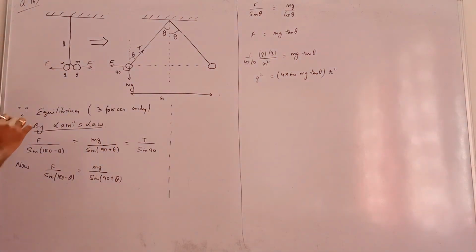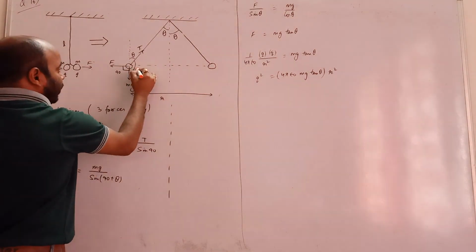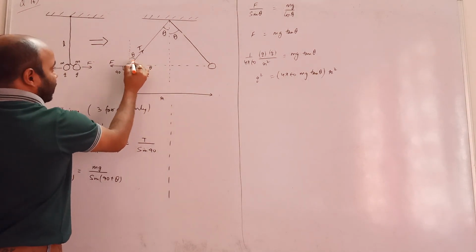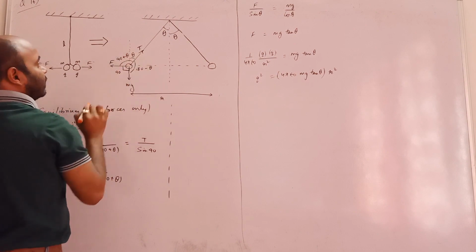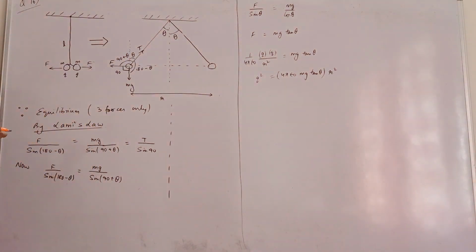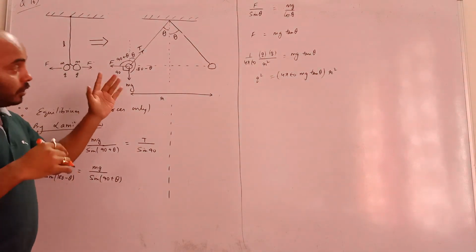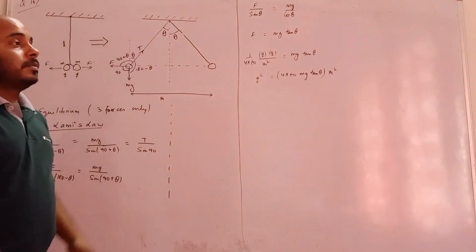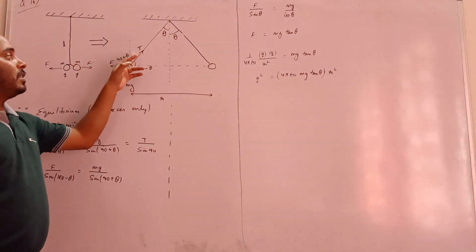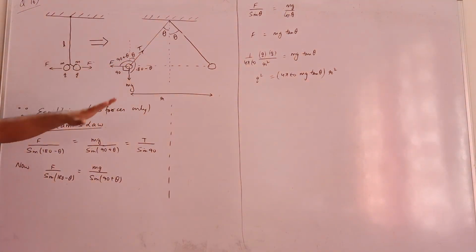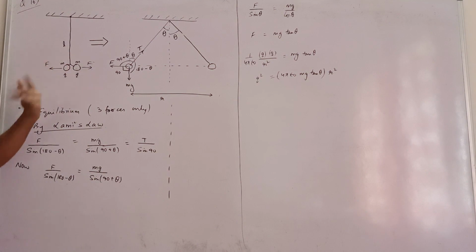Okay. Now I understand what this angle is? 180 minus theta. And what is this total angle? 90 plus theta. Okay. So for applying Lami's law, we need the angle between the forces. For that, I have drawn a reference line so that I can relate this theta here. Okay. Now we got the angles between all the forces. Now we can apply Lami's law.